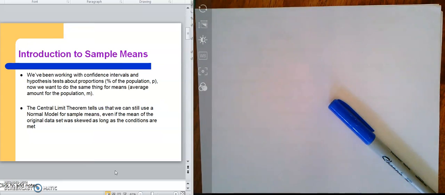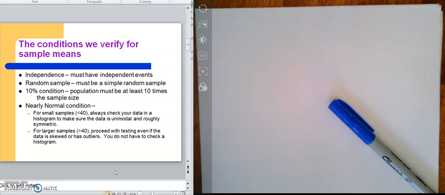So like it says here, we've been working with confidence intervals and hypothesis tests. This is population proportion, things like that. So this time we will be doing it with means instead of proportions. We still have 3 conditions. Notice the third one is different.